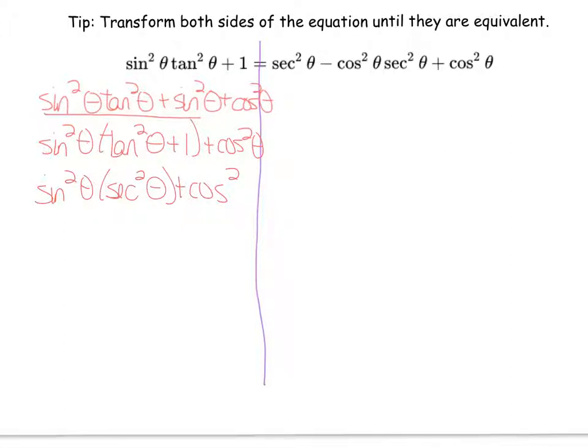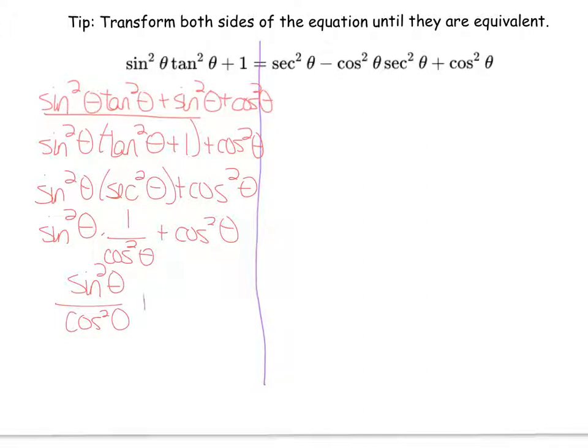Okay, then I'm going to write that as 1 over, 1 over secant is 1 over cosine squared theta, right? Forgot my theta up here. So this is sine squared theta over cosine squared theta plus cosine squared theta. So I get tangent squared theta plus cosine squared theta, which is actually not too bad looking. Let's see if we can get the other side to match, okay?